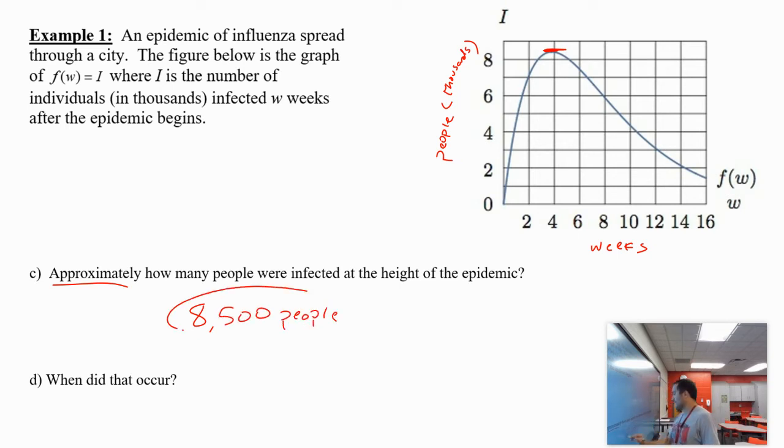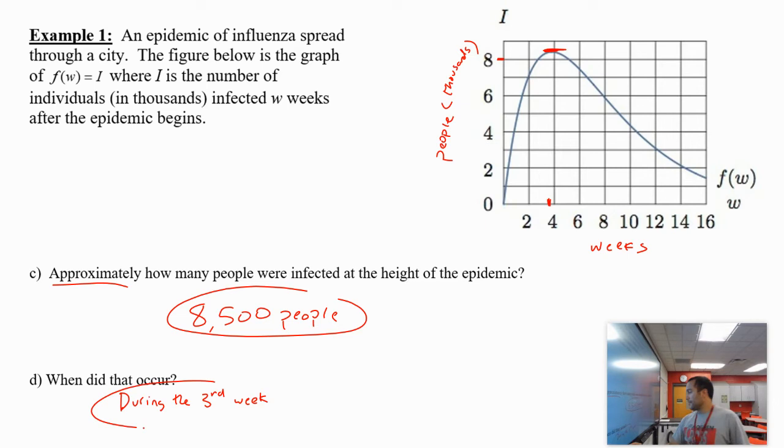It's approximate. It's a little bit over 8,000. Like here's 8,000. It's a little bit over. There's 8,500. And when did it occur? When was it the most? It's a little over 3 weeks. Right about 8,000. So that's like during the 3rd week. During the 3rd week, you could say 4th week, I'd give you credit, but we're just reading this graph.